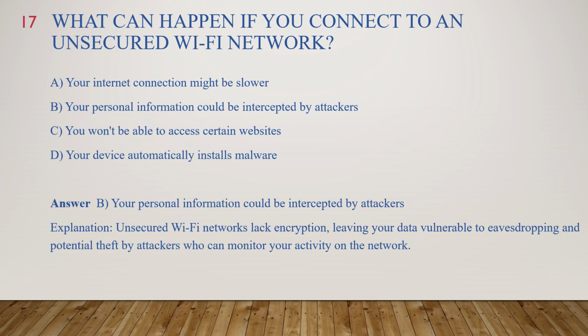C. Unable to access certain websites. While some networks might restrict access to specific sites, unsecured Wi-Fi generally doesn't have such limitations. D. Automatic malware installation. While technically possible, this is less likely than information interception. Most malware requires interaction or user permission to install.